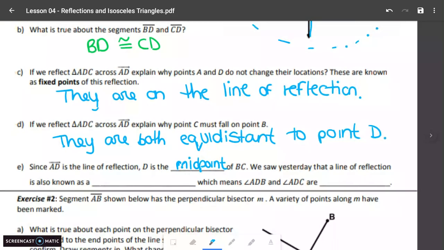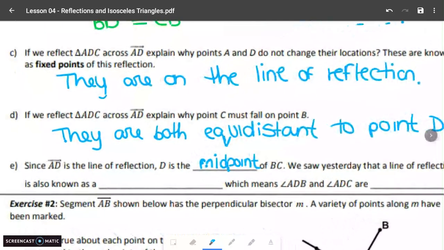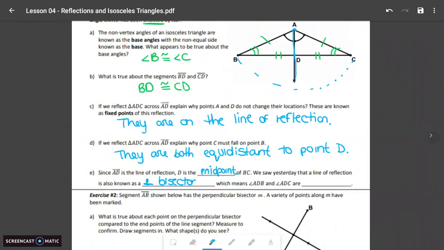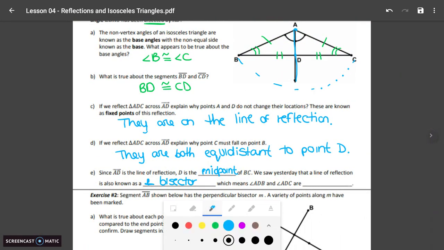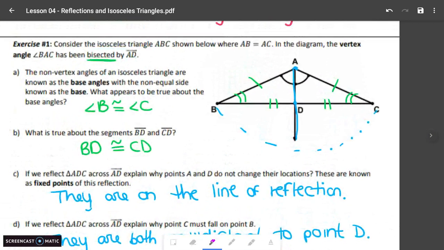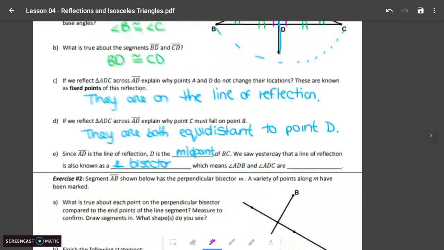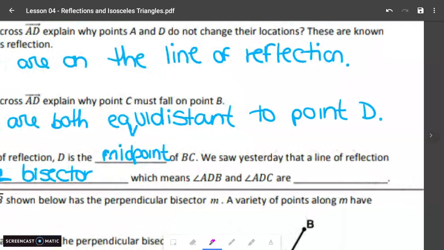We saw yesterday that a line of reflection is also known as a perpendicular bisector. Which means the angle ADB, so this angle here, and ADC are going to be congruent right angles.